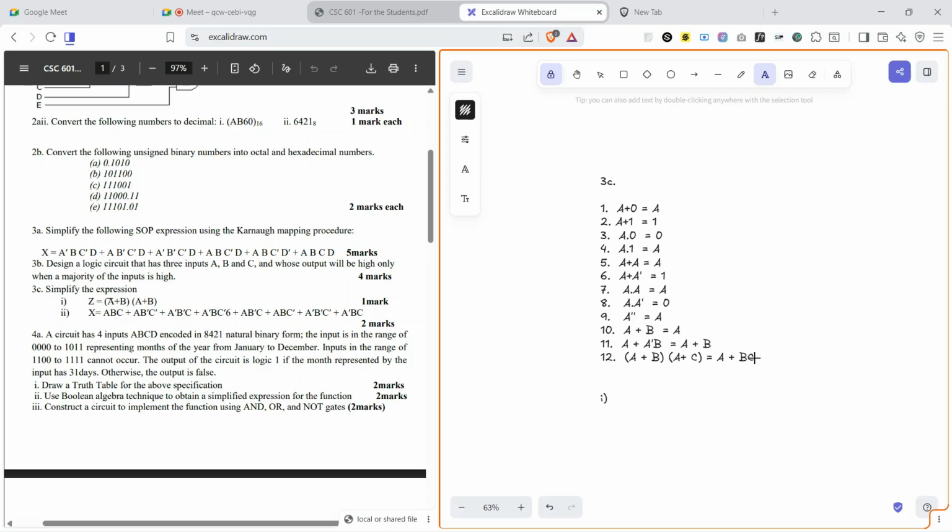So for the first one, the simplification is Z equals A bar plus B into A plus B. If you open this bracket, this is going to be A dot A bar plus A bar dot B plus AB, then plus BB. From our simplification, A dot A bar would be 0, plus A bar B plus AB plus BB.